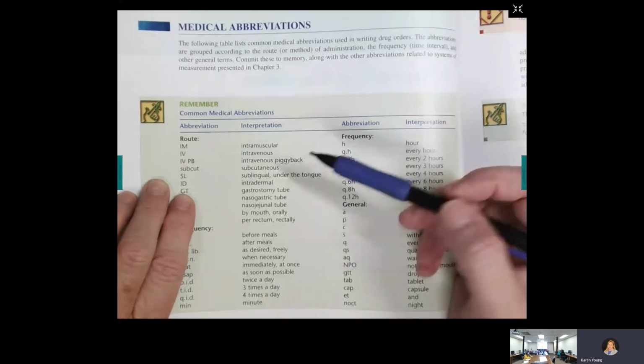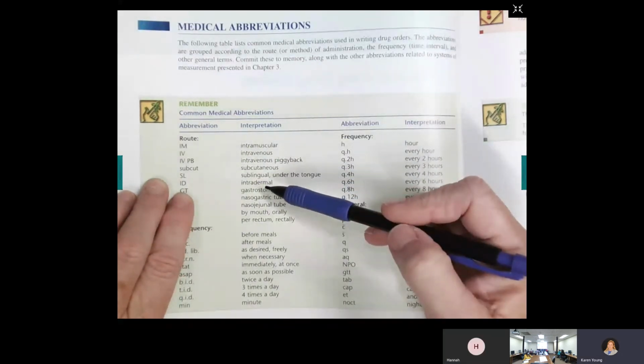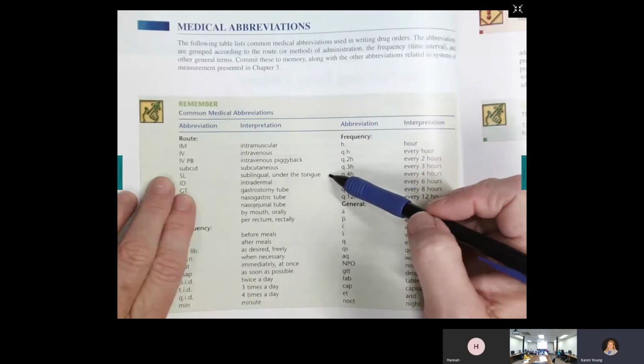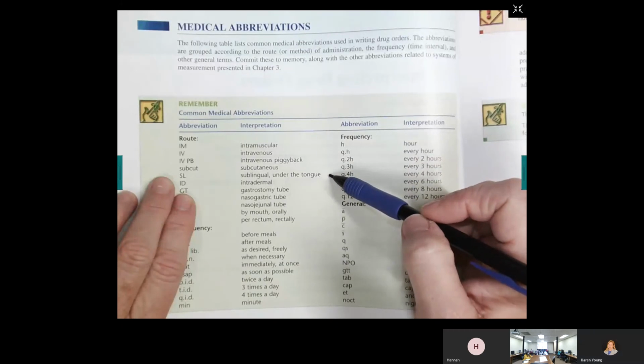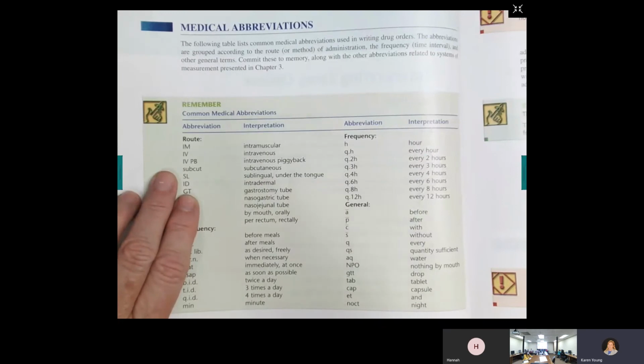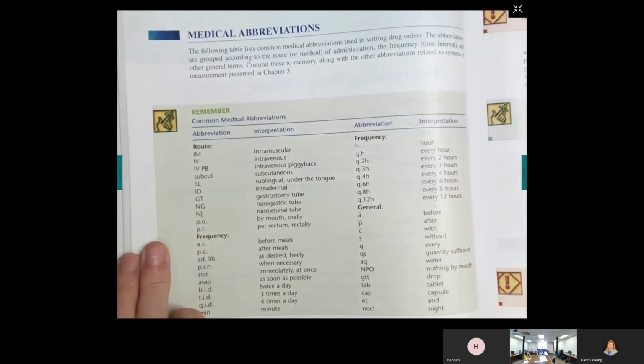So you need to know all of these, but need to know that the intradermal injection is just right through the top layer of the skin. SL is not an injection, sorry. SL is sublingual. You take a tablet or a capsule and it melts under the tongue. Subcutaneous goes into the top layer of the skin. Of course, the IV PB, the IV piggyback goes into your IV, into the intravenous. IV is intravenous and IM is intramuscular.